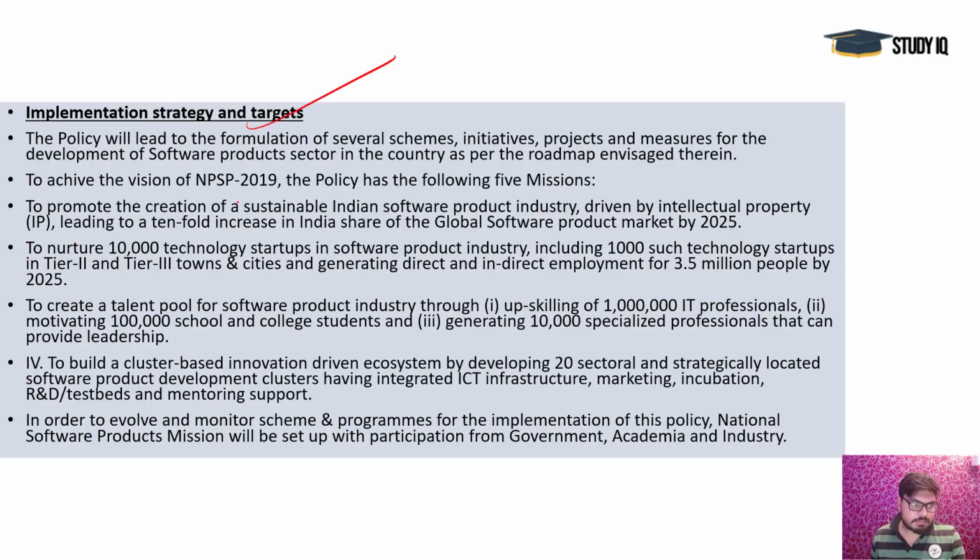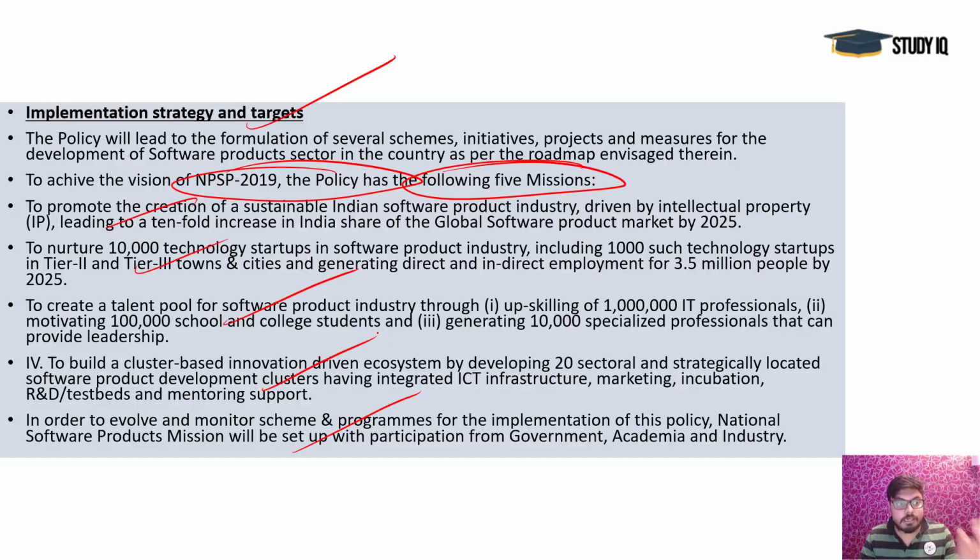Implementation strategy and targets: there are 5 important missions under the NPSP policy. So these are given here. They are targeting 10,000 technology startups in tier 2 and tier 3 towns, not even tier 1, where employment would be boosted. So this area can be developed easily, because no raw material is needed here, only technology startups. So this is going to be very important.